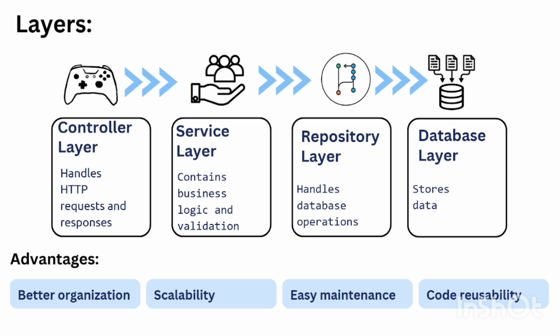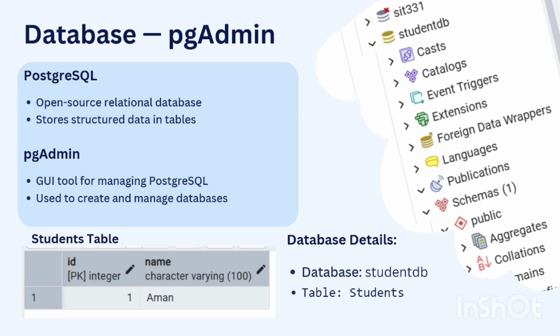First is the controller layer. This layer receives requests from Postman. It decides which operation needs to be performed. Then comes the business logic layer. This layer contains the core logic of the application. Then comes the repository layer, it handles the database, and then the database layer, that is PG admin, that stores all our data.